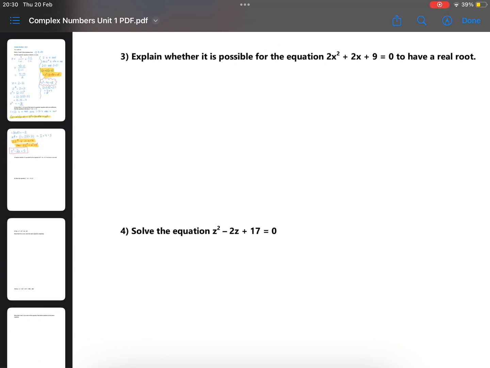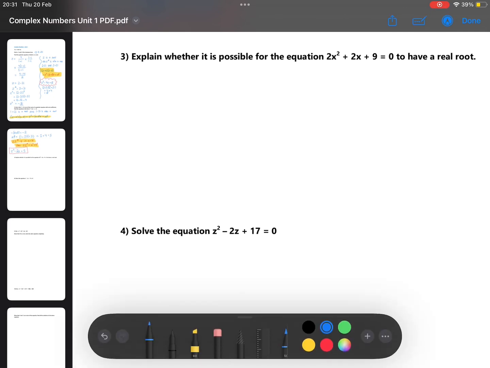So for our next question, we've been asked to explain whether it's possible for the equation 2x squared plus 2x plus 9 equals 0 to have a real root. Essentially, this isn't really an A-level further maths question. It would appear in normal maths as well, but as a student who maybe just started further maths at the start of year 12, you might not have come across this in normal maths yet, and so I thought it would be a good question to include in the video.